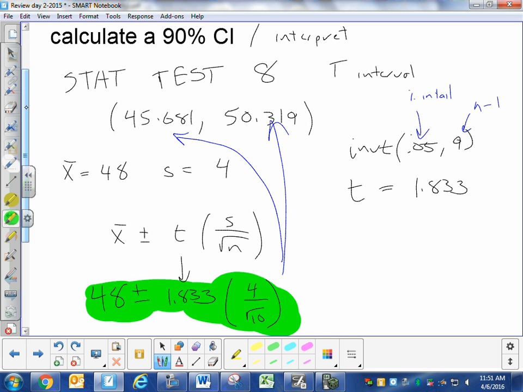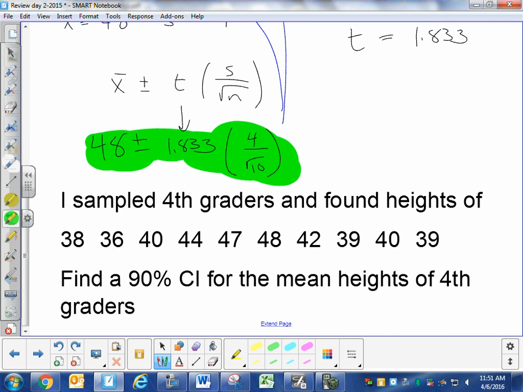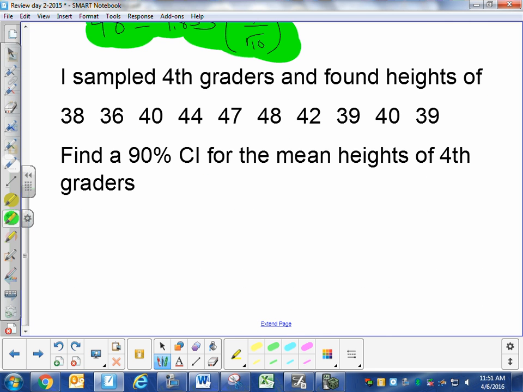Now, the other type of problem you might see is something like this. I sampled 4th graders and found these heights. I don't want to get too into the sample sizes here. We'll say it's the same as the amount of samples I found: 1, 2, 3, 4, 5, 6, 7, 8, 9, 10. We'll just say sample size is 10. Keep it as 10. Don't worry. It'll work out. In this, you can also do stat test 8.